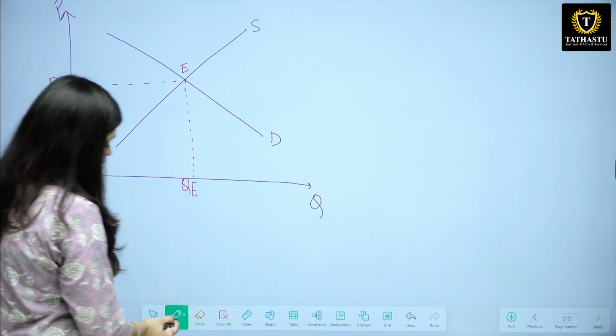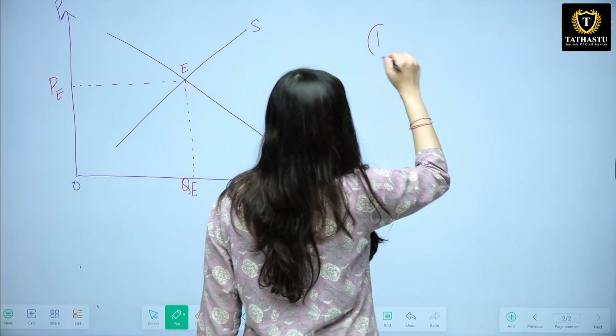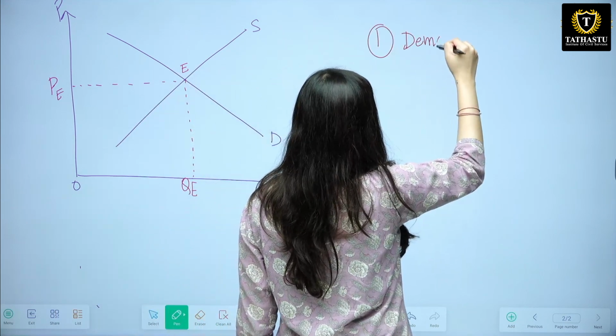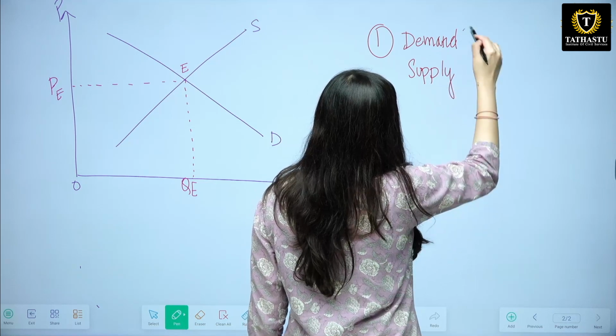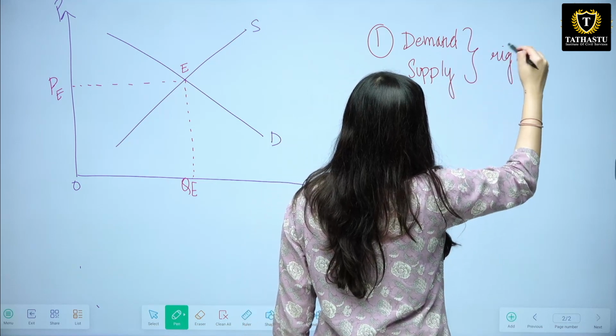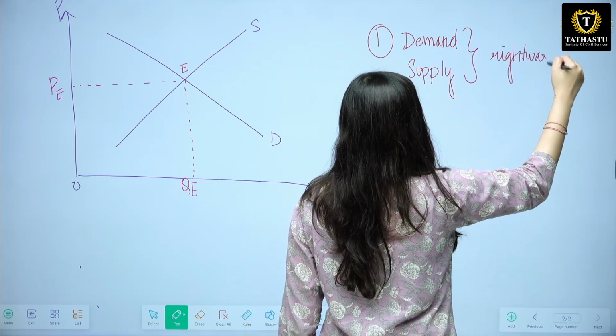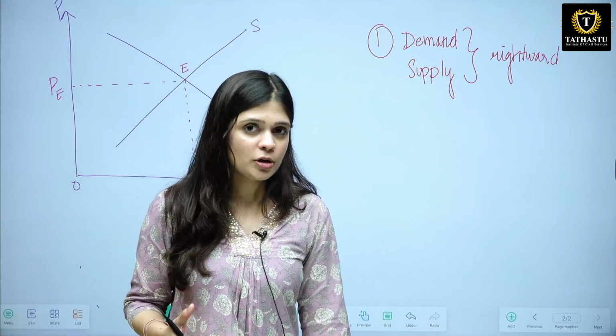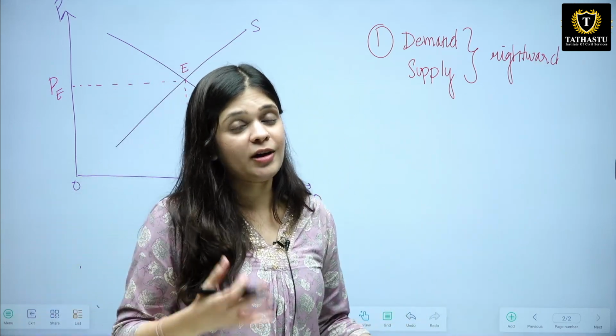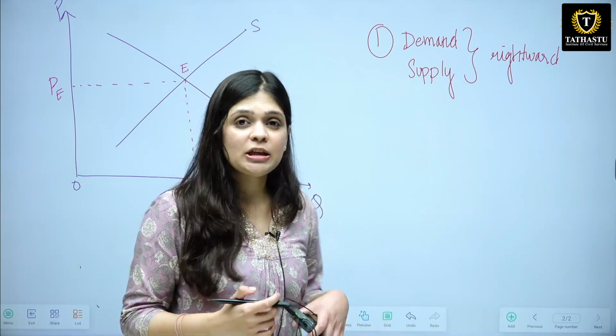Okay, now let us take first case as demand and supply. They both are shifting towards rightward, simultaneously shifting. How can this happen? Because we've already talked about it, that there are various reasons, various factors that lead to increase and decrease in supply.